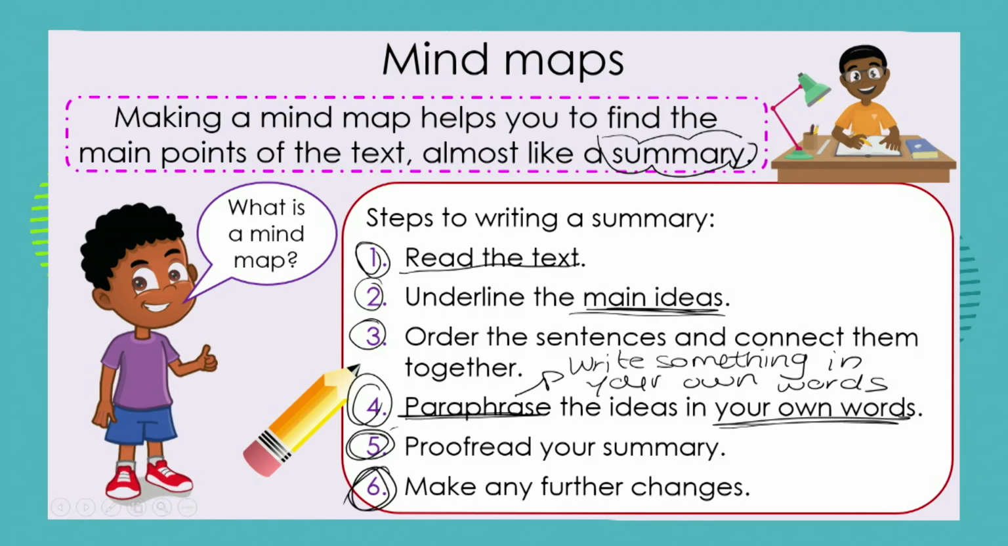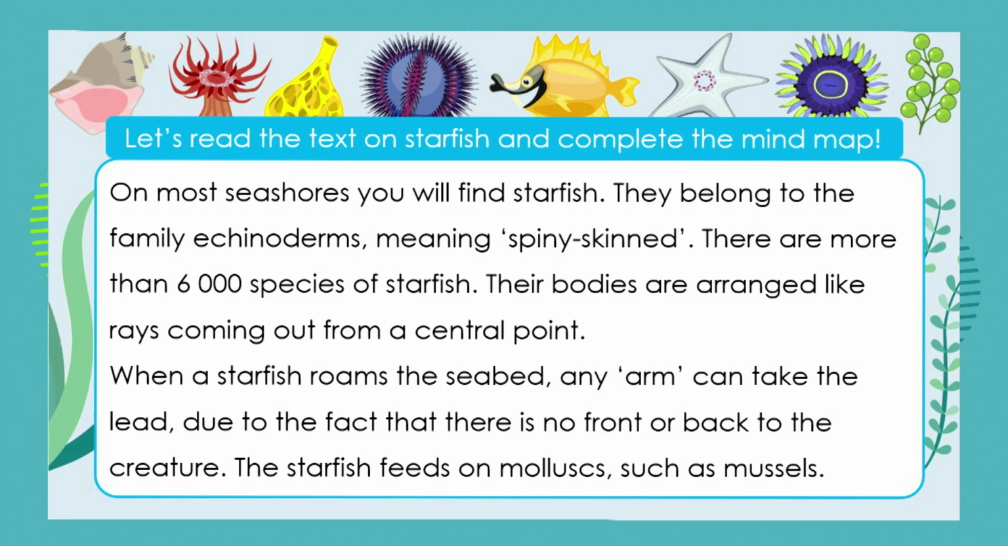Okay, maybe sometimes you'll see in our mind map that we overanalyze one category in terms of what we're actually putting into our mind map, and we actually see, okay, maybe that is not necessary and we can take it out to make our summary more concise and more effective. Okay, so let's practice. So together we're going to read this little short text and then we're going to try and make a mind map. So let's read the text on starfish and complete the mind map that follows.